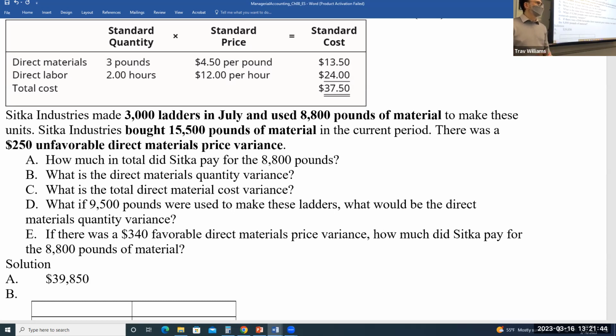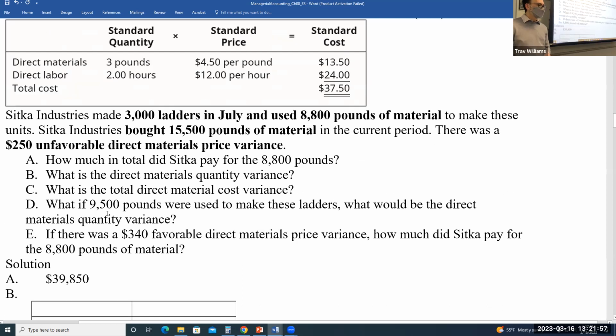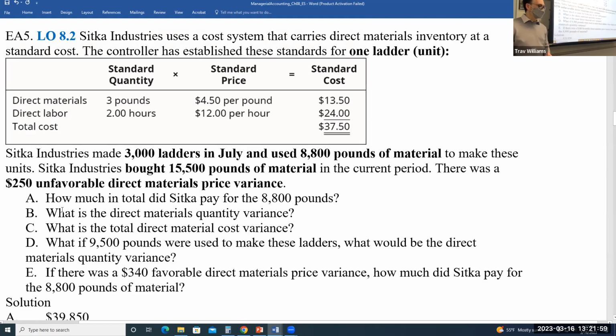Some of the questions I find so hard and confusing that it's just easier to use one of these tables to solve it. Okay, and we're going to see some examples like that. Although this next one isn't too hard, we're going to use the table anyways. What is the direct materials quantity variance?